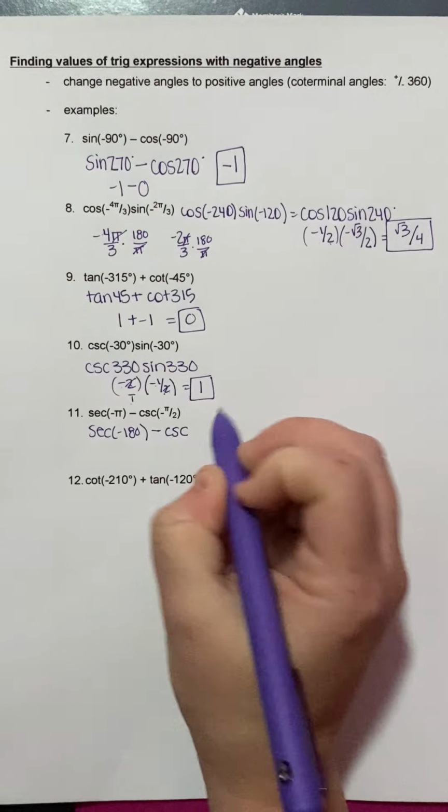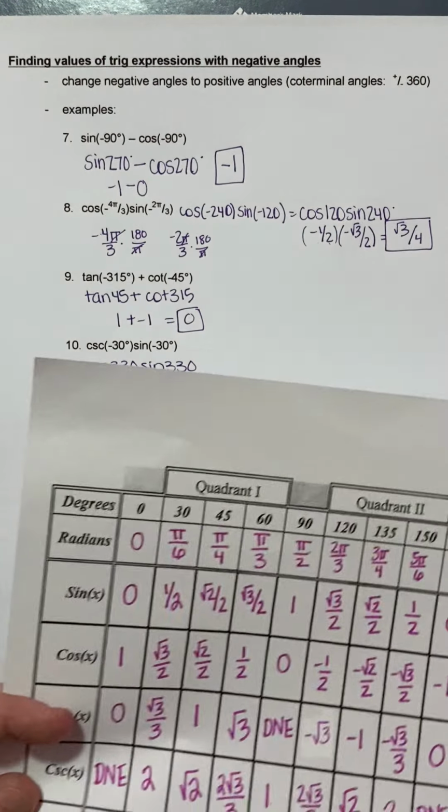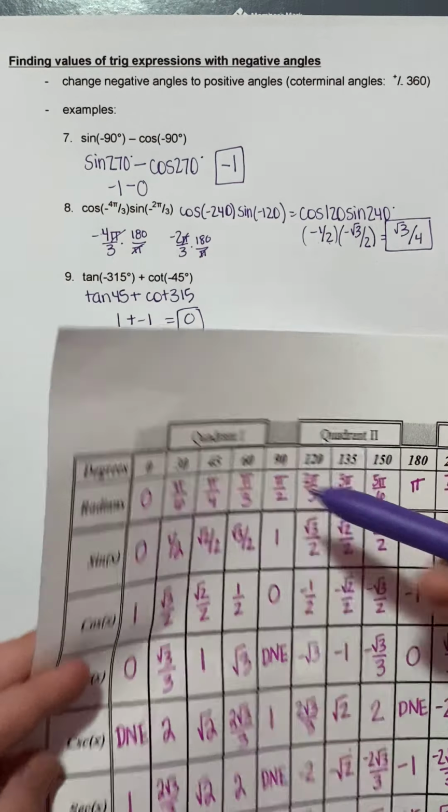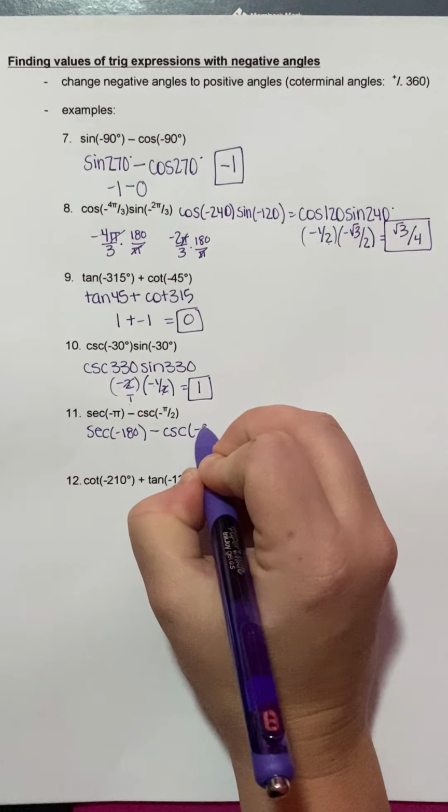All right, minus the cosecant of negative pi over 2. Now, negative pi over 2 is not on here, but pi over 2 is. Pi over 2 is 90. So instead of this being 90, this is just going to be negative 90.